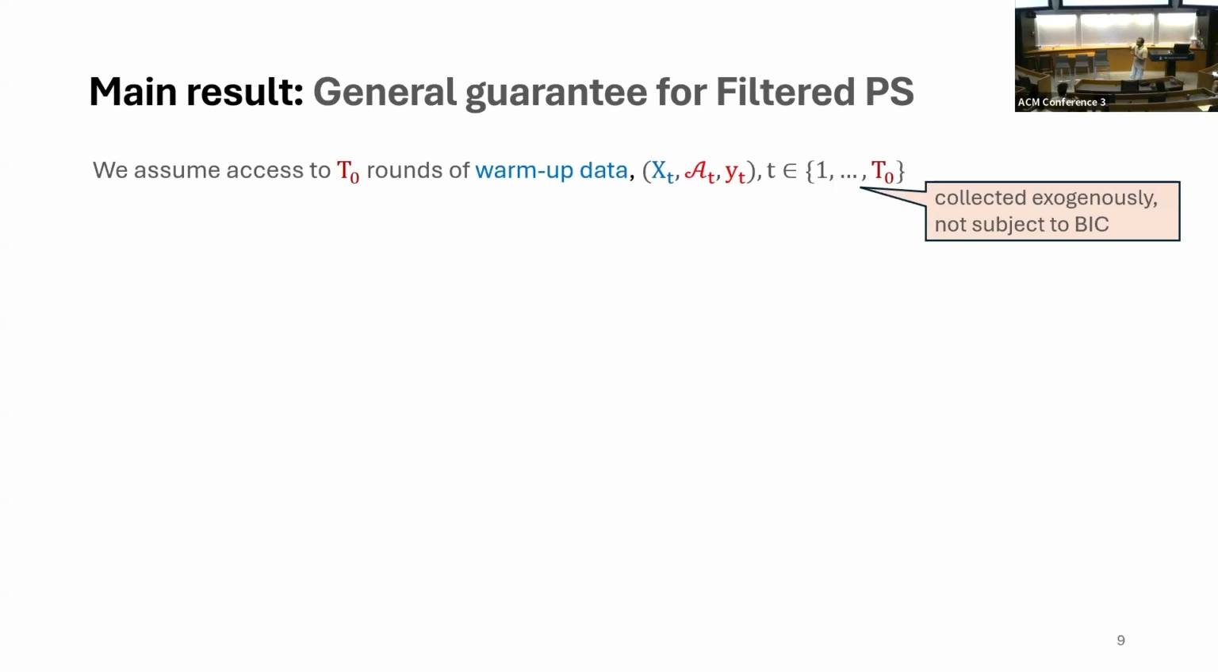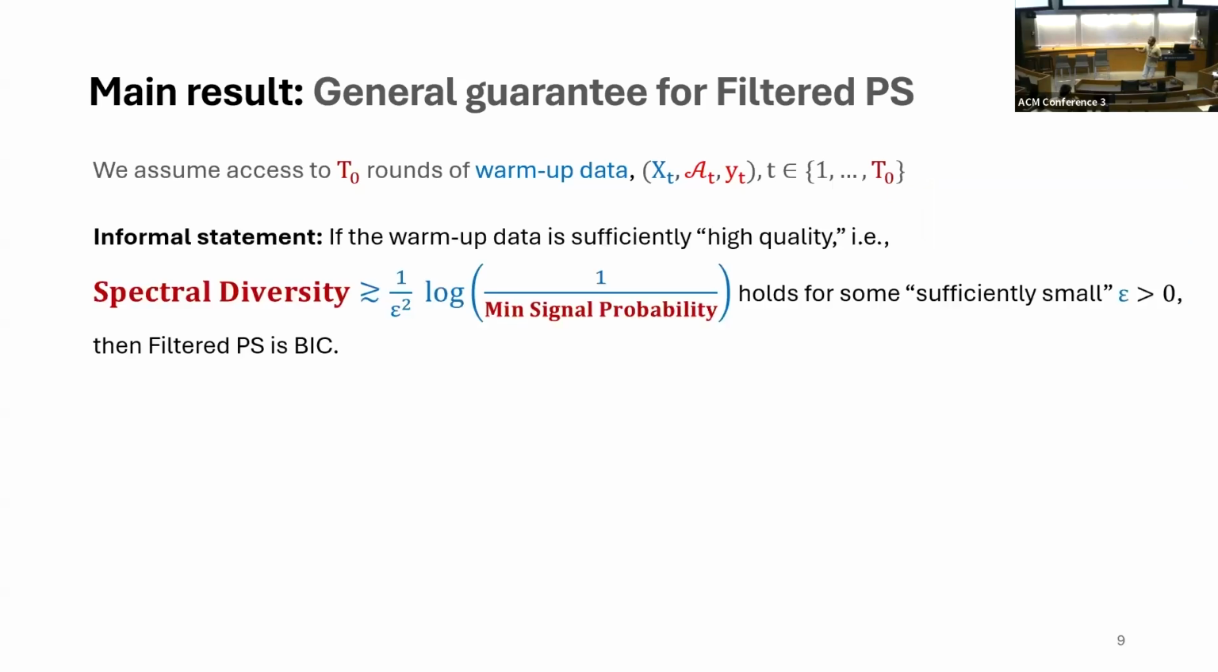Now, suppose we have access to T0 rounds of data. We're then able to guarantee that if the quality of this data is sufficiently high, which actually means that the spectral diversity of this data is at least 1 over epsilon squared times log of some other parameter, then filtered posterior sampling is BIC. So it actually satisfies the incentive compatibility property that we're interested in.